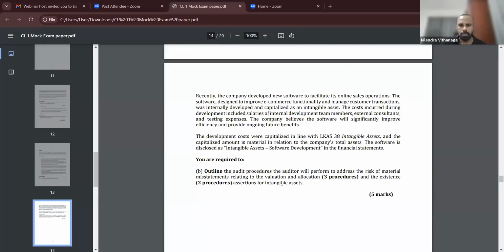Look at next. Part B. You are required to outline the audit procedures the auditor will perform to address the risk of material misstatements relating to valuation and allocation, 3 procedures, and the existence of the intangible assets. So valuation and allocation and existence of intangible assets.